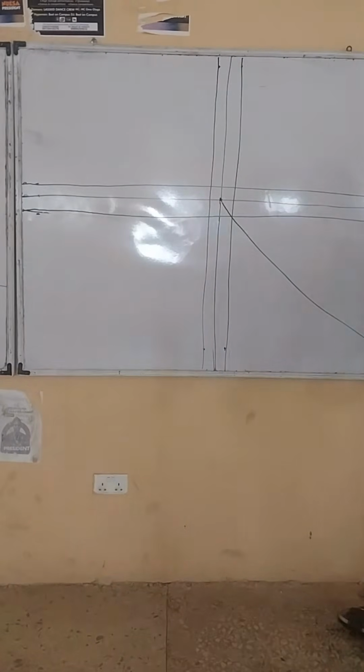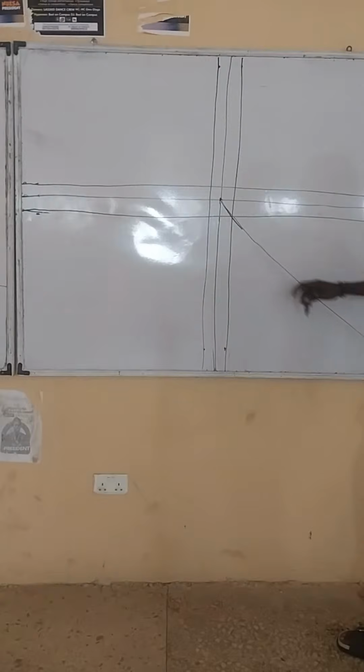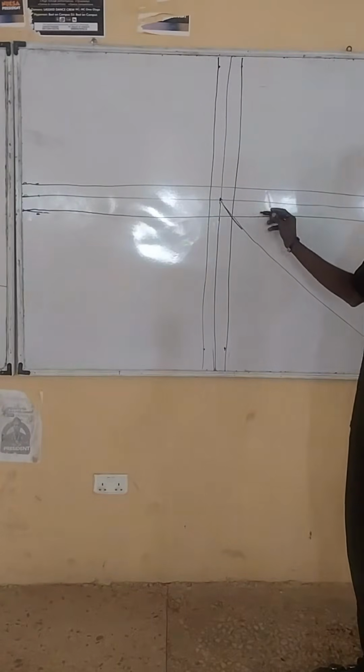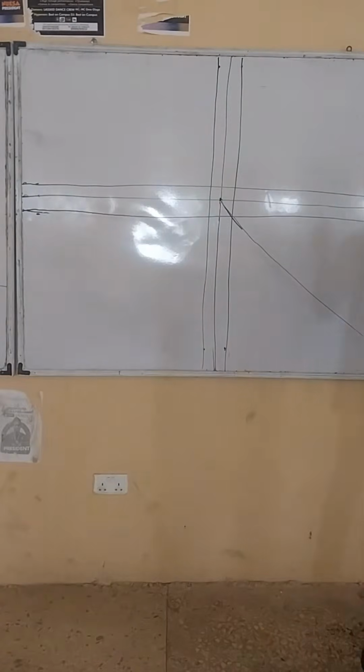Then you draw it. Faint line. Mind you, all these lines are faint. You don't start with a thick line. All these lines are faint lines. So 45 degrees, you get your marginal line. So this is how we start for this question.